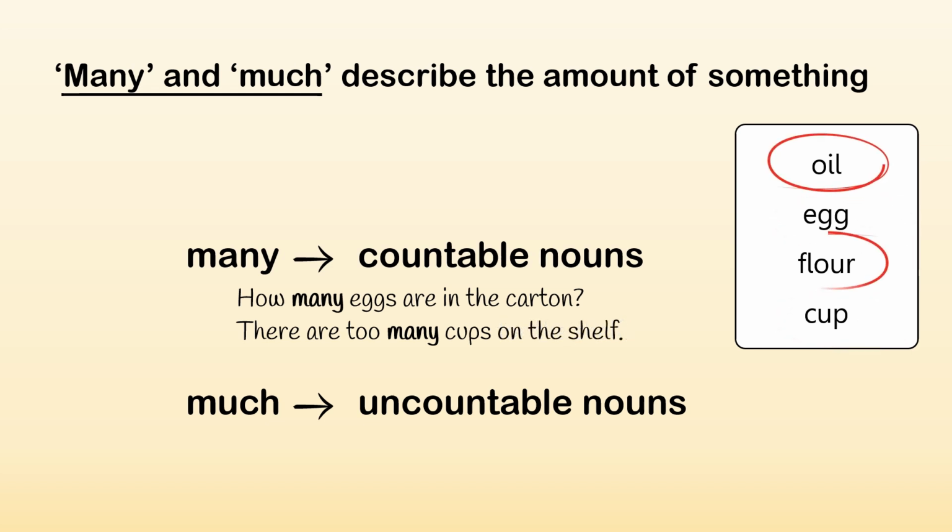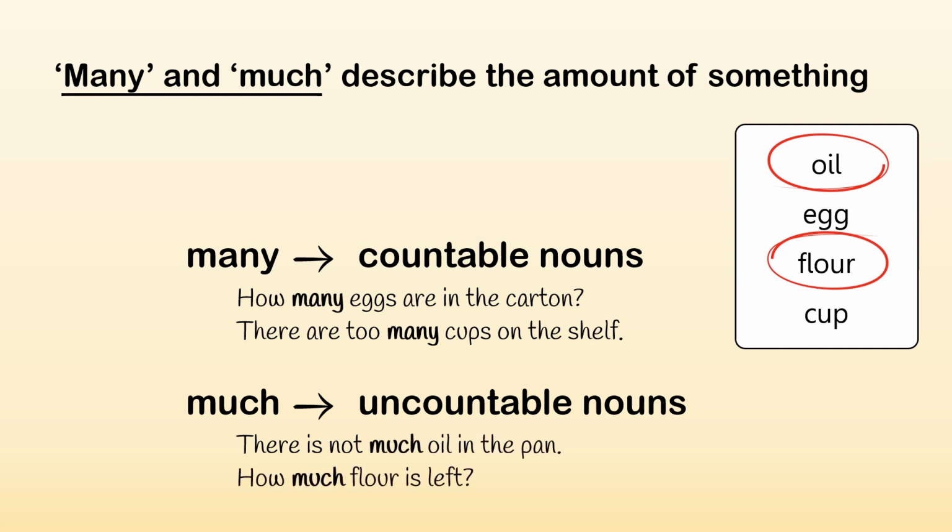Oil and flour are uncountable because they refer to substances or concepts that are not easily counted individually. For uncountable nouns, we use much. For example, there is not much oil in the pan. How much flour is left?